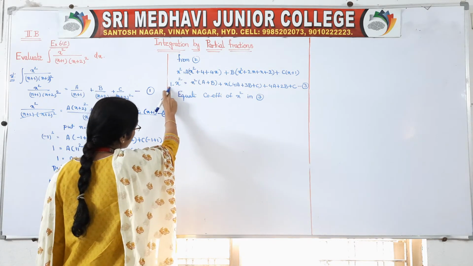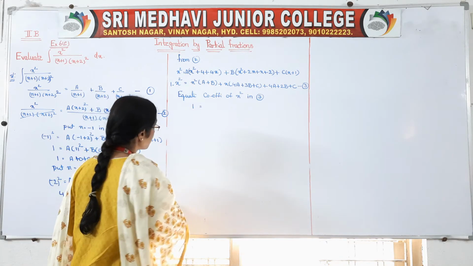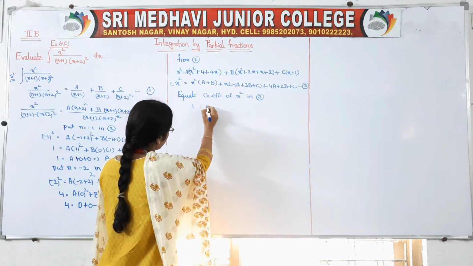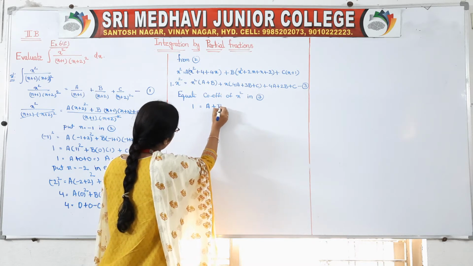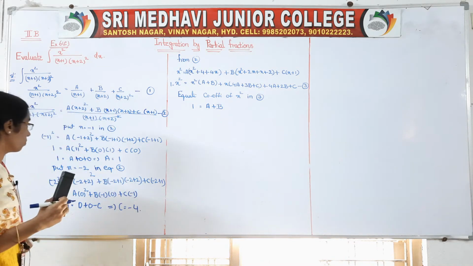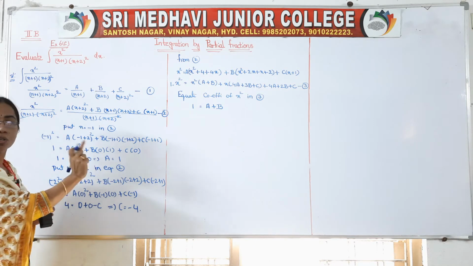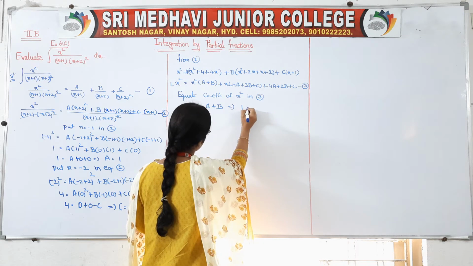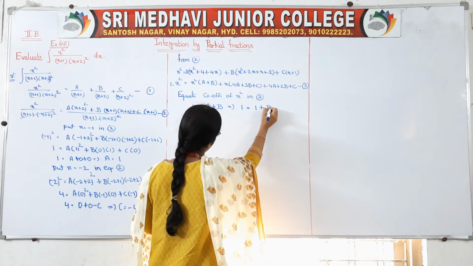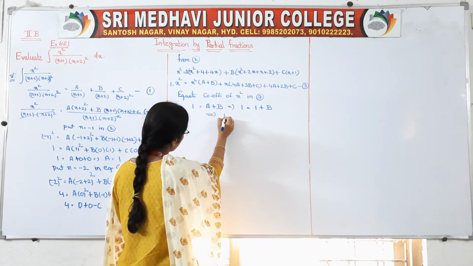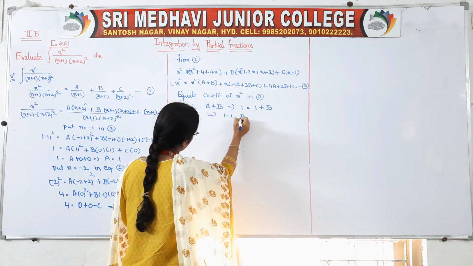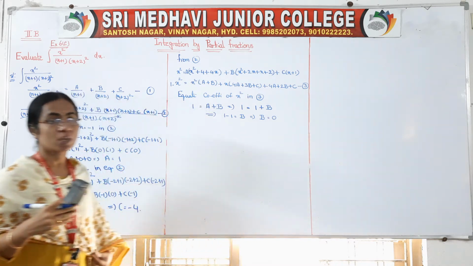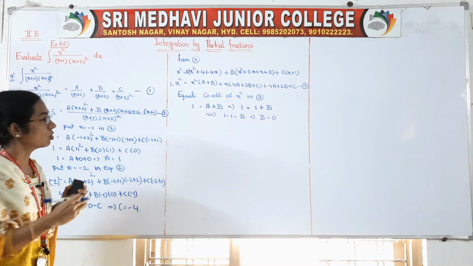So here x square coefficient is 1. Coefficient means its multiple. And here x square coefficient is a plus b. Already we got our a value. What is our a value? A is equal to 1. You substitute it, so what happens? 1 is equal to 1 plus b. So what is your b value? 1 minus 1 is equal to b, implies b is equal to 0. So your b value is 0.